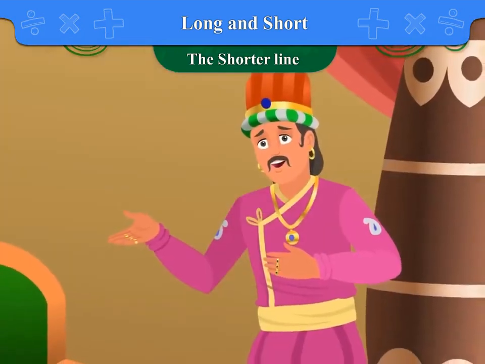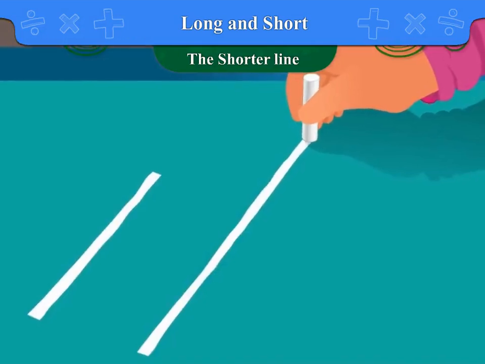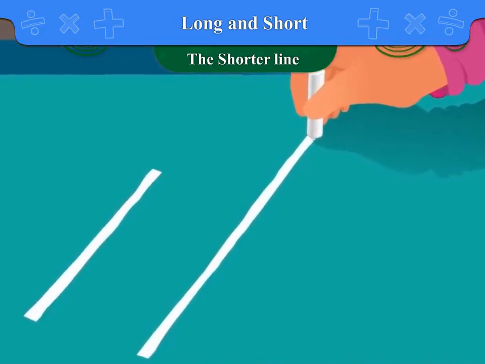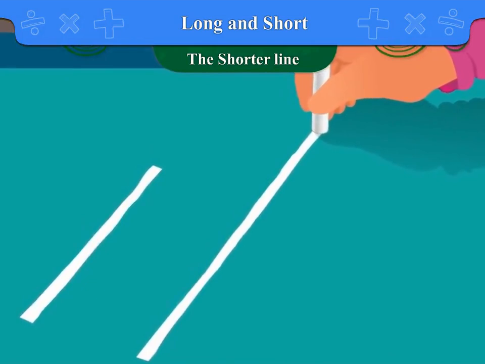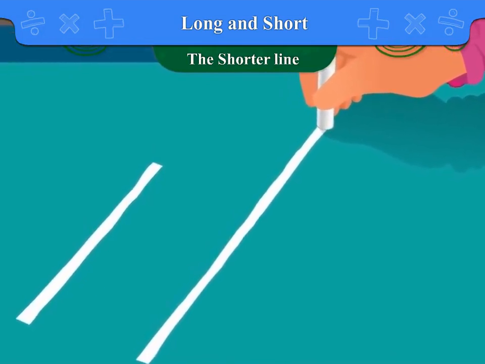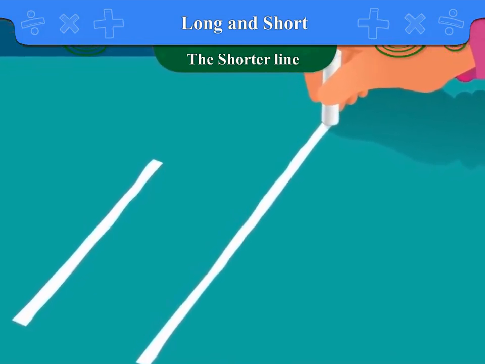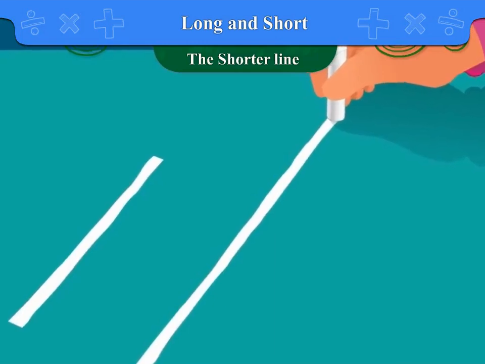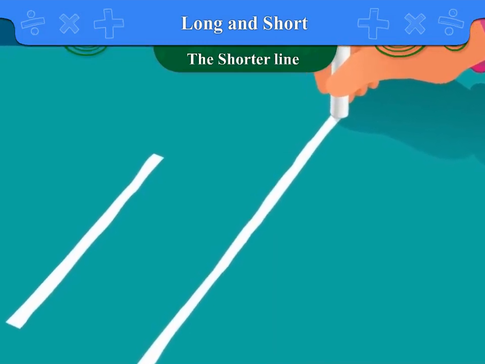Birbal was very smart. He drew a line longer than the line Akbar had drawn, just below the previous line. Now, the line that Akbar had drawn became shorter than the line Birbal had drawn.